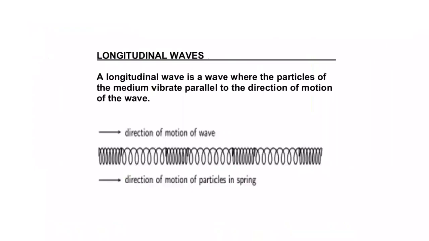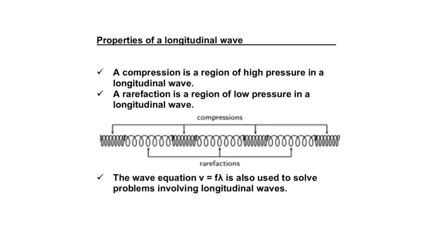By definition, a longitudinal wave is a wave where the particles of the medium vibrate parallel to the direction of motion of the wave. But what do we call this region where particles are close to each other? And this region here where they're not closely packed? A compression is a region of high pressure in a longitudinal wave, while a rarefaction is a region of low pressure in a longitudinal wave.